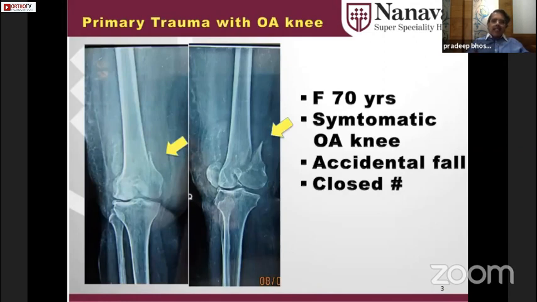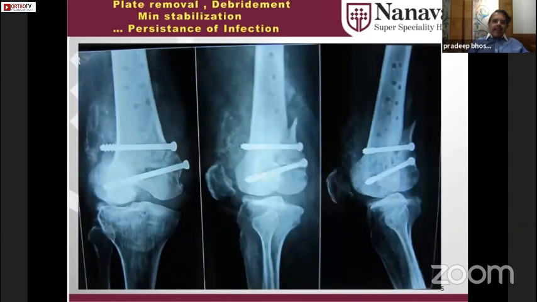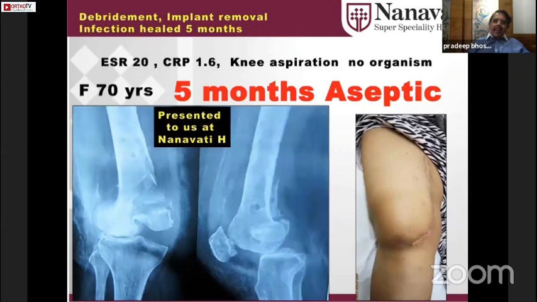So this was her story. This was a first fracture, very simple, an accidental fall, and somebody put a plate. Unfortunately, it got infected. So 2 more surgeries, debridement, everything was done. Somebody tried to do debridement, remove the plate, and put screws, but eventually it was again persistent infection. So the surgeon removed the screws, debrided multiple times, and luckily, 5 months.